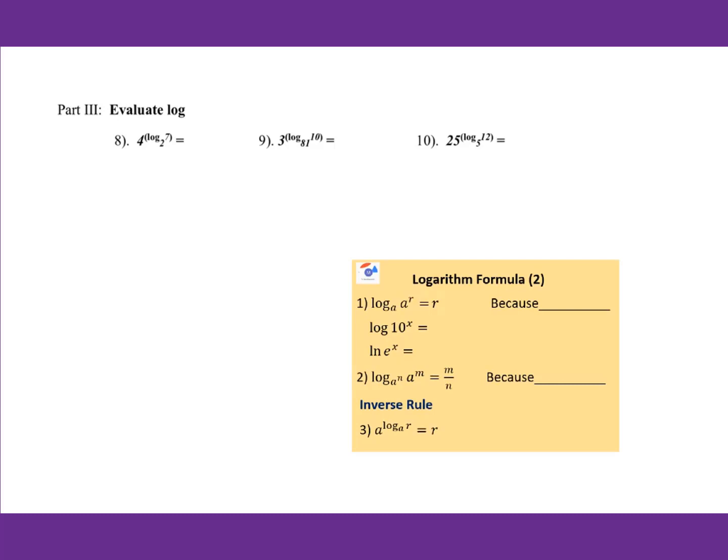For number 10, I will change 25 into base of 5. So we got 5 squared to the log base 5 of 12. Then for this 2 jump as exponent, you will get 5 to the log base 5 of 12 squared. This is gone. You will get 144.